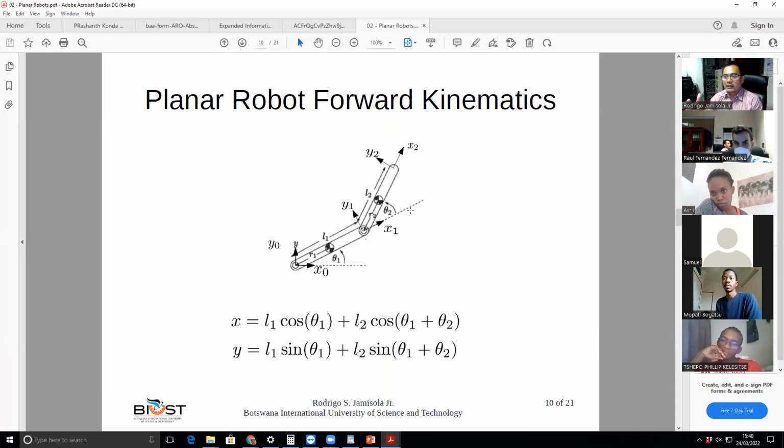So let's just say forward kinematics. You give it joint angles. We don't know where the hand is, so we just plot the hand by computing this.